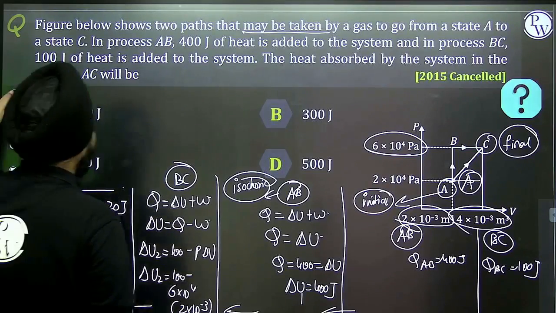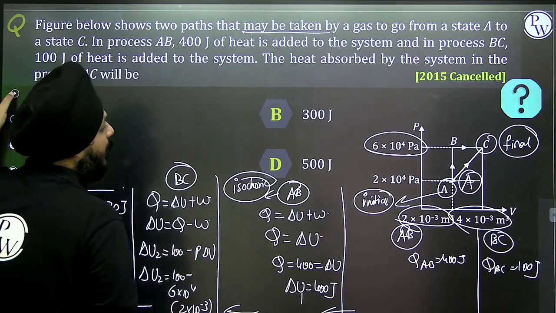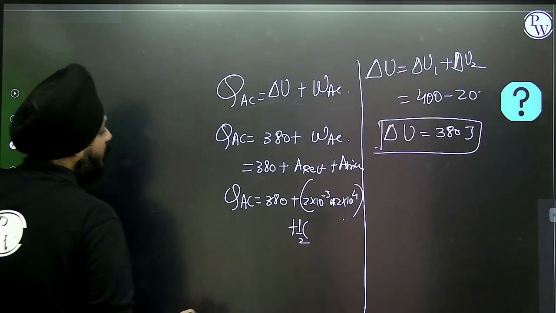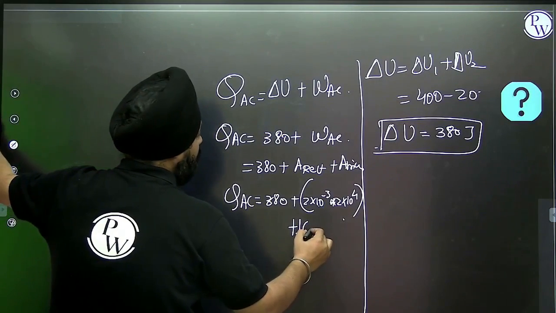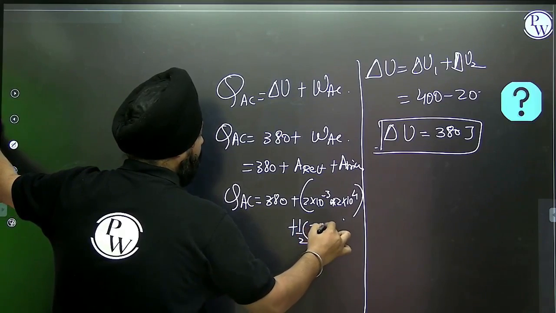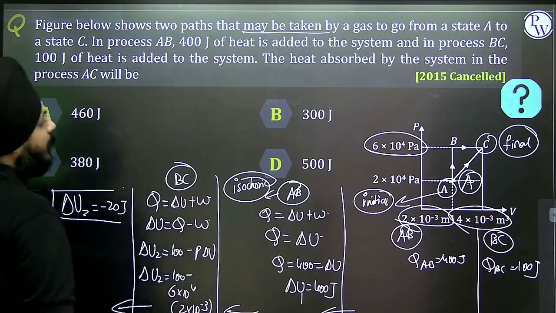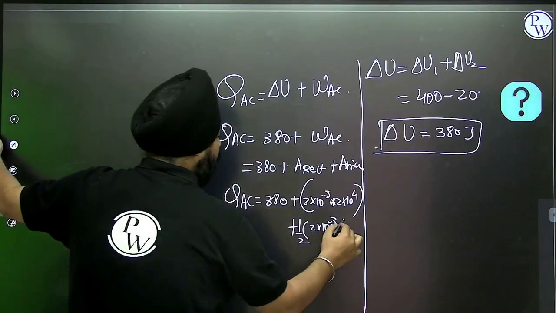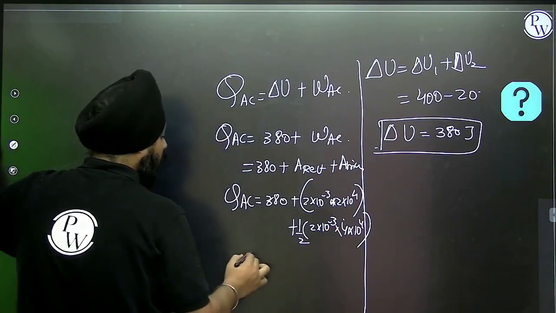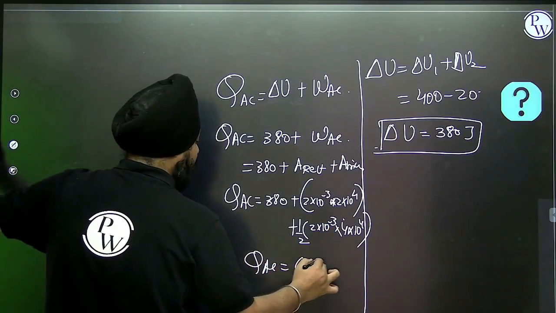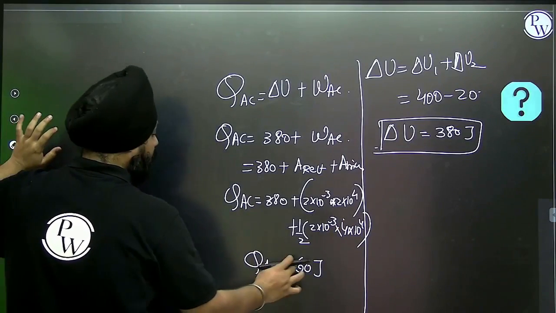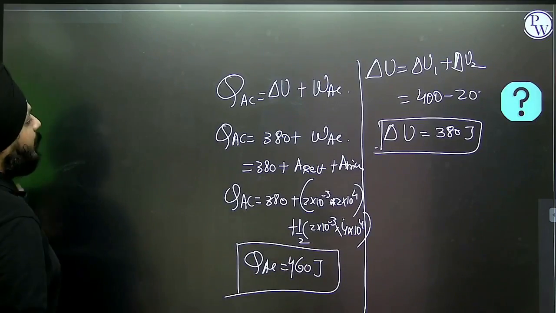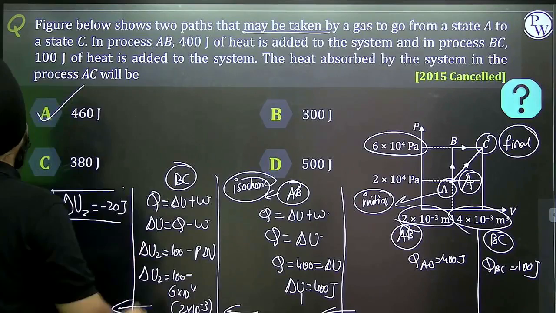That is half base into altitude. Half, base is 2 into 10 to the power minus 3, into altitude, and the altitude is 4 into 10 to the power 4. Resolving this, we are getting the value of QC as 460 joule. This will be the final answer. 460 joule, A is the correct answer.